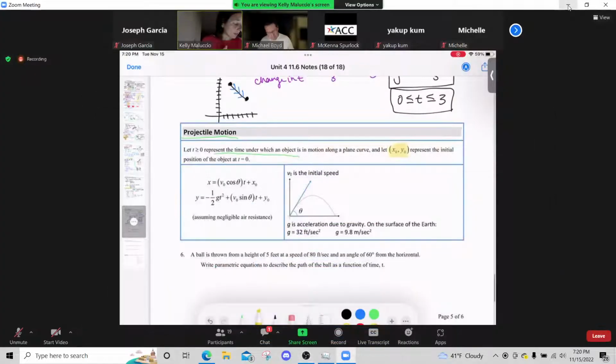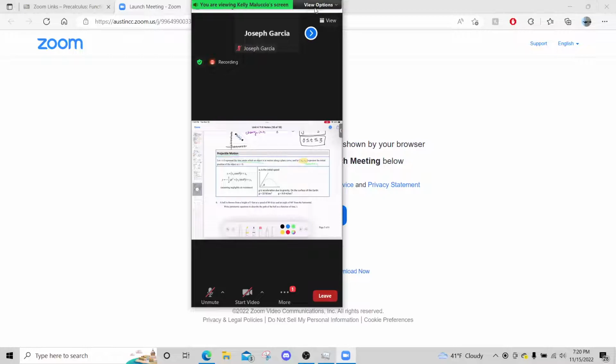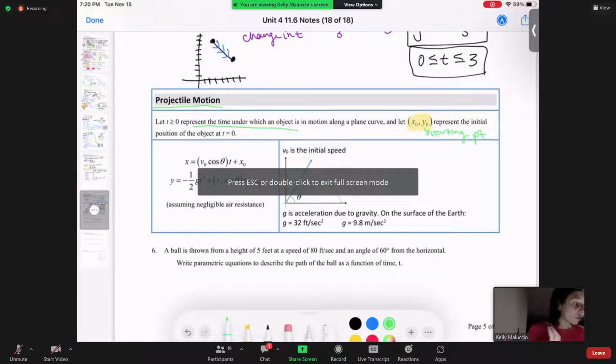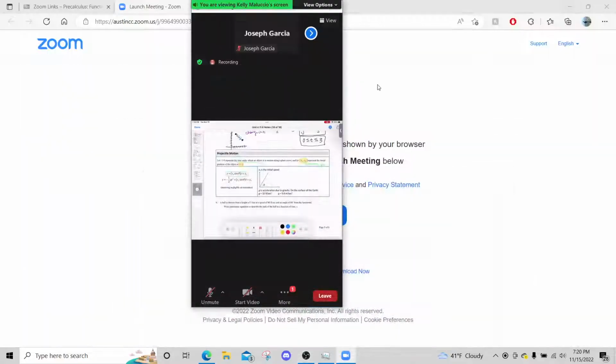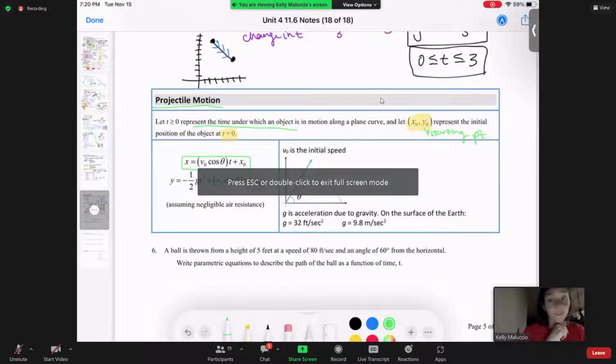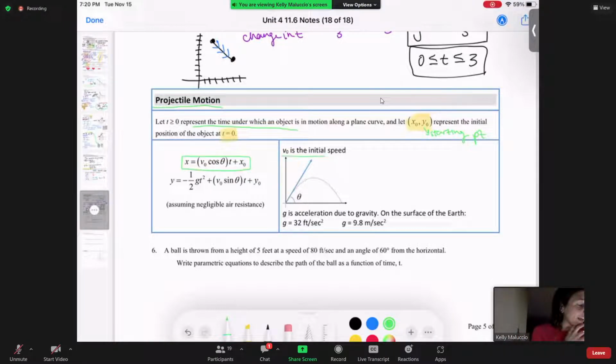naught, again, starting point, right? So again, this is the starting point, and they represent the initial position at t equals 0, okay? Then we have x is v naught cosine t plus x naught. Okay, now we've introduced this v naught. Ooh, maybe this is why I don't like it. V naught is the initial speed, okay?